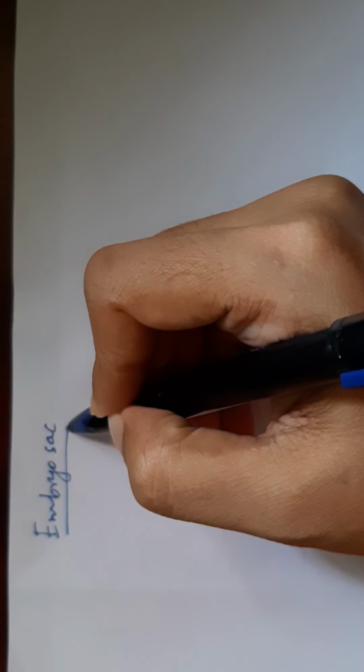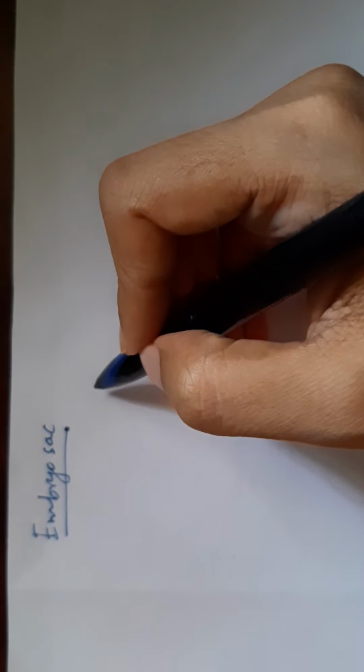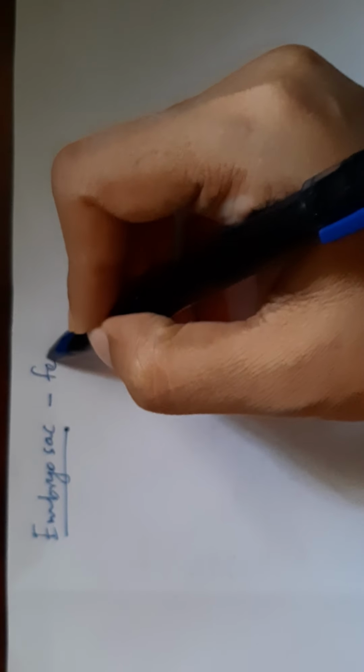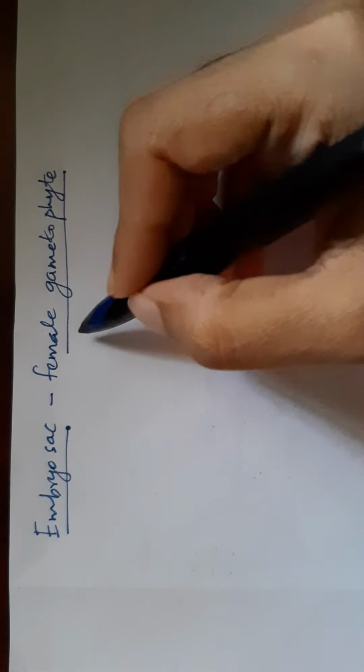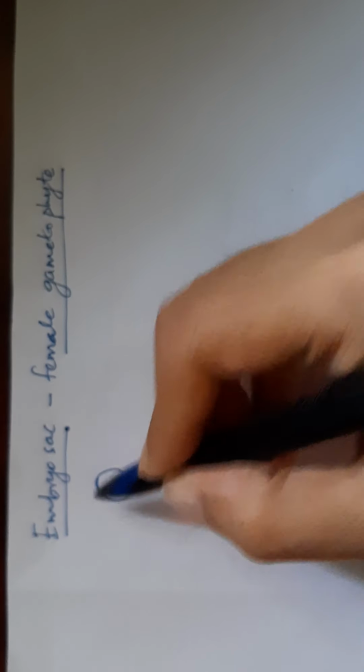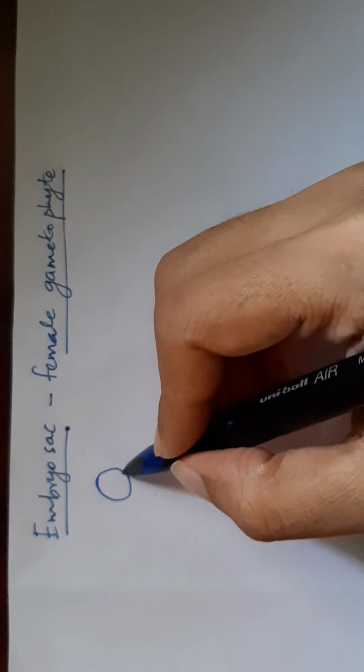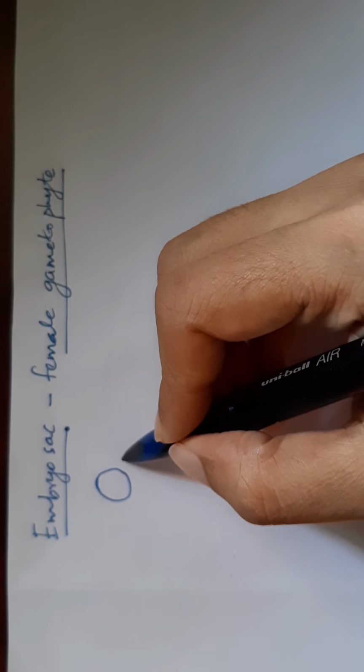Now we will study how the embryo sac is formed from the functional megaspore. The embryo sac is also called the female gametophyte, because it will host the egg inside. That's why it's also called the female gametophyte. Now this is the functional megaspore, which we read about, how it is formed.